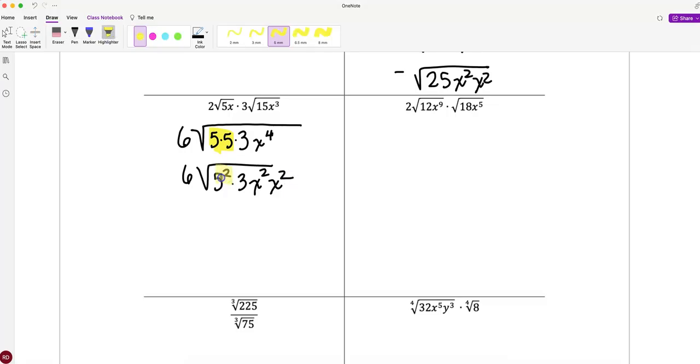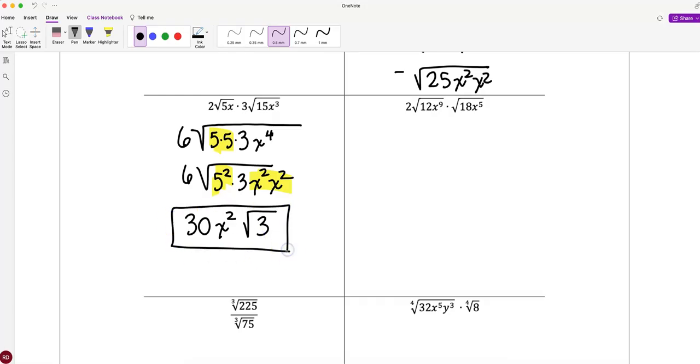So the perfect squares are right here and right here. So the 5 comes out, 6 times 5 is 30. The square root of x squared is x, and I have 2 of those. And the only thing that's left under that radical is the square root of 3.